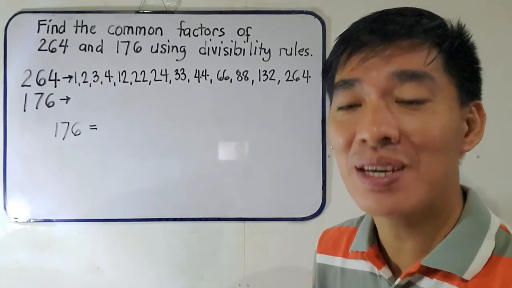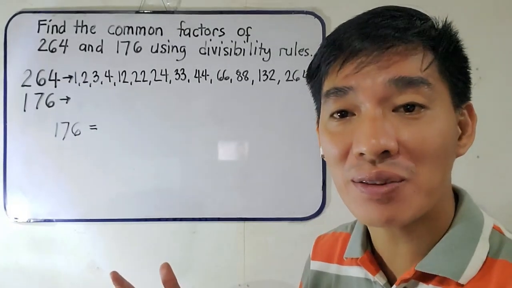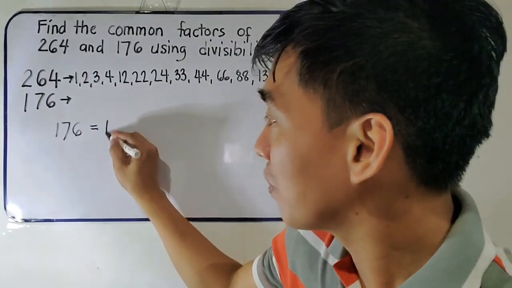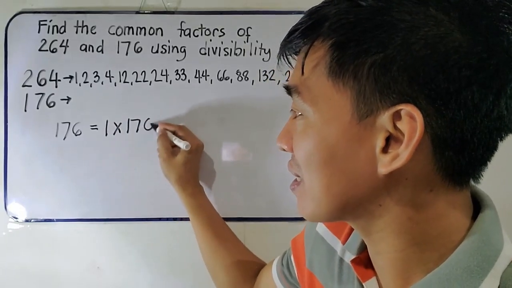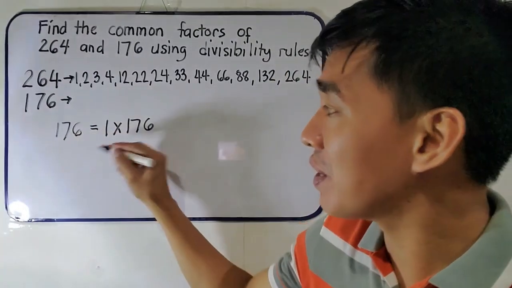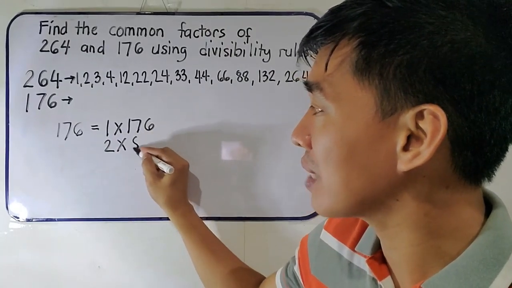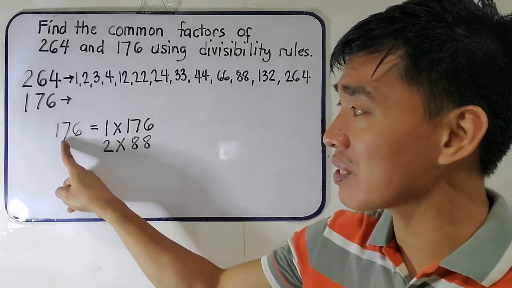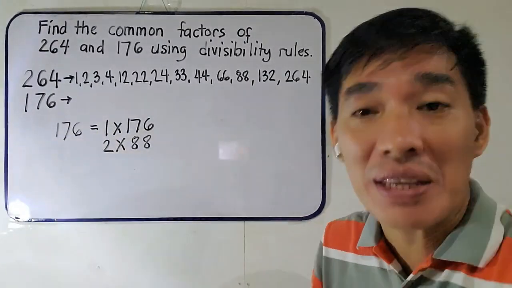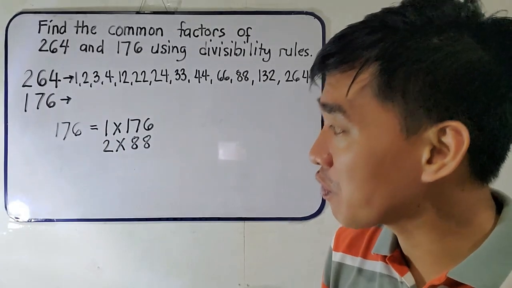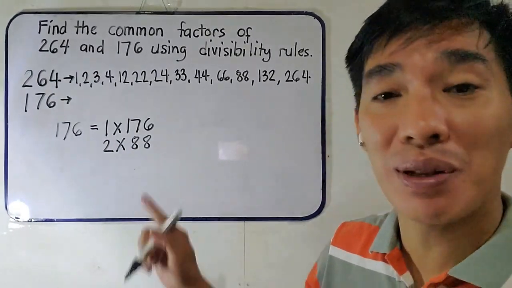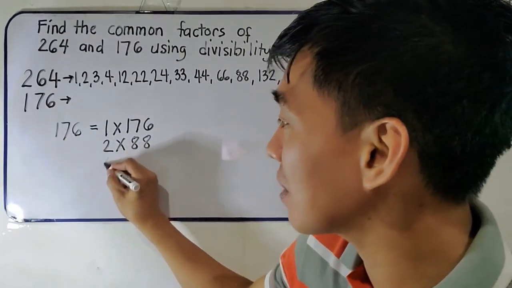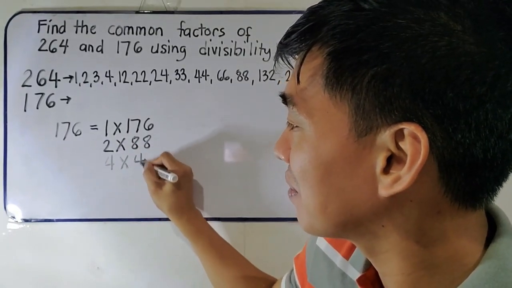We will do the same. We will have to look for a pair of factors that will give us a product of 176. Starting, again, with 1 and 176. The next pair, that's an even number, so that is 2 times 88. Of course, that number is not divisible by 3 because 6 plus 7 is 13, plus 1, 14, not divisible by 3. By 4, yes, that is divisible by 4 because the last 2 digits are 76, and that is equal to 4 times 44.